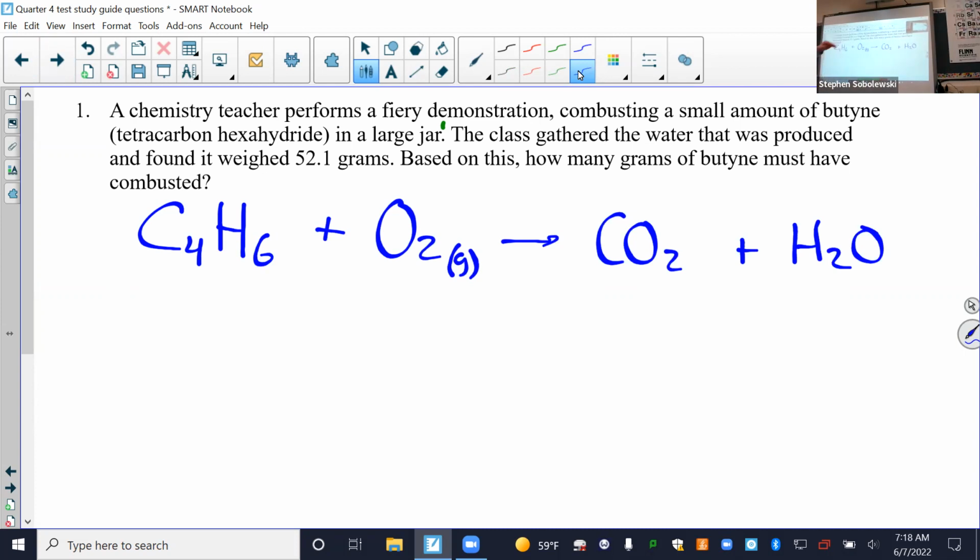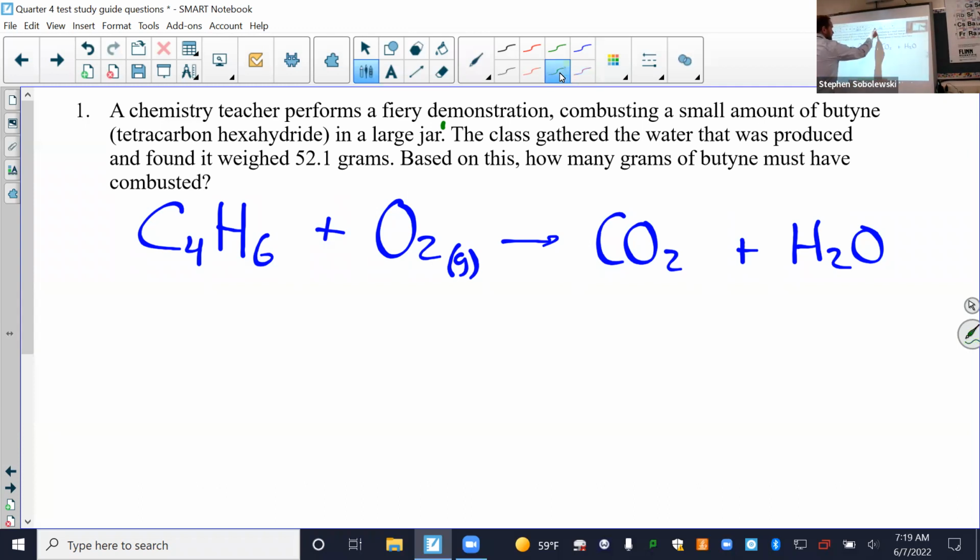Okay. So the class gathered the water that was produced and found it weighed 52.1 grams. Based on this, how many grams of butane must have combusted? So this is a classic gram-to-gram stoichiometry problem. We were finishing this stuff up at the end of Q3 before we built upon it in Q4.